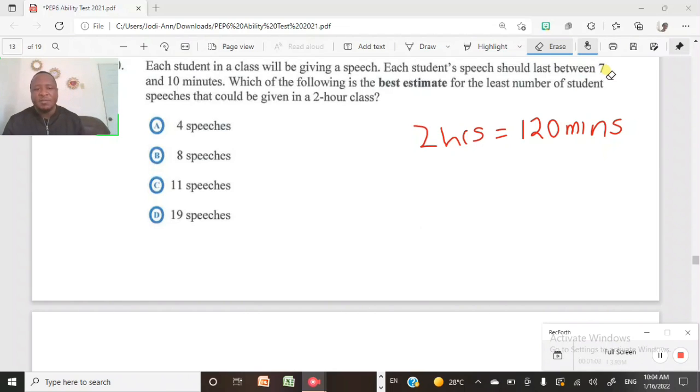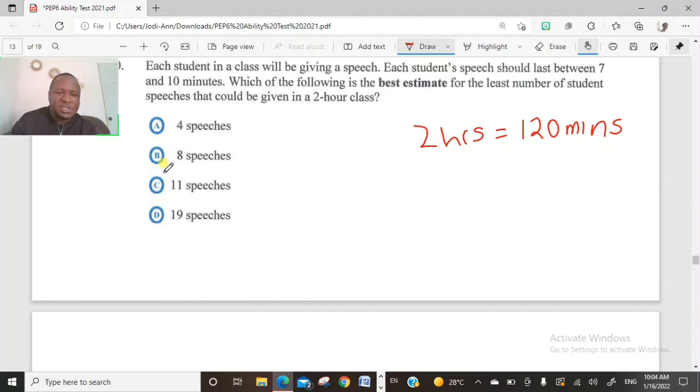So it didn't say that every one is 7 minutes. Some could be 10 minutes, some could be 8 minutes, some could be 9 minutes. So the only one and the closest one to 17 would be 11. And we don't need to check 8 speeches because we already know that we could get 8 speeches easily. Even 8 10-minute speeches is 80 minutes. So we could easily get 8 speeches. Right? So the best estimate would be 11.